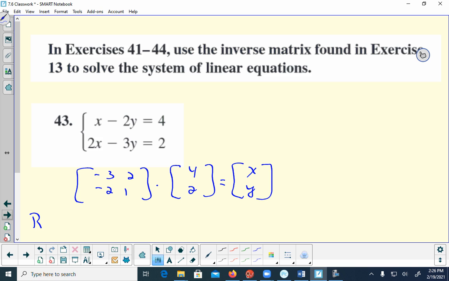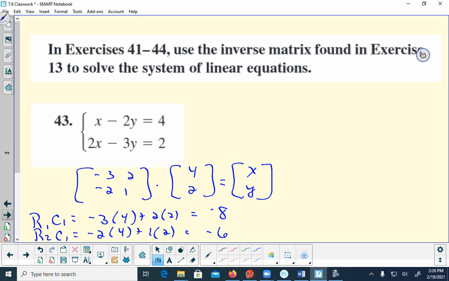You could probably use your calculator. That's negative 12 plus 4, so that's going to be negative 8. And then row 2 is going to be negative 2 times 4. So that's negative 8 plus 2, negative 6. So my ordered pair is negative 8, negative 6. Again, substitute into both and see if it works.